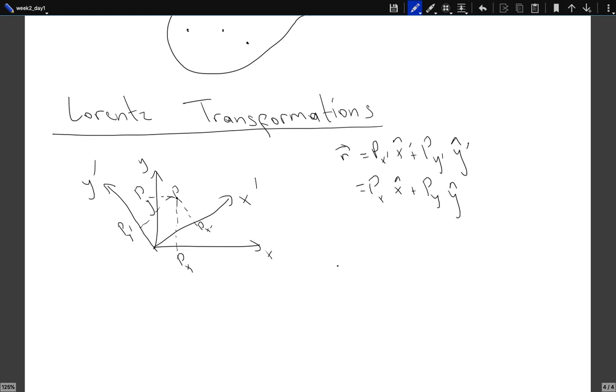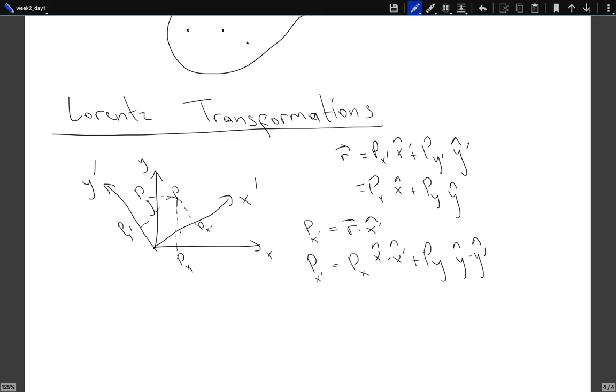Now, how are they related? Well, I can say that Px prime is just r times x, a unit vector in the x prime direction. But r is also this quantity over here. So Px prime is actually Px times x dot x prime plus Py y dot y prime.